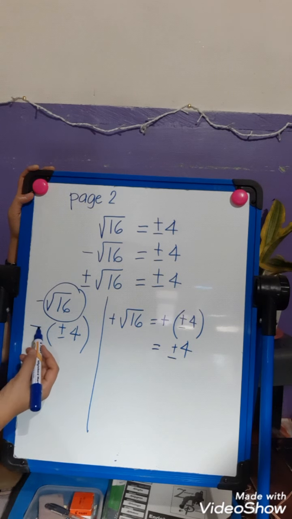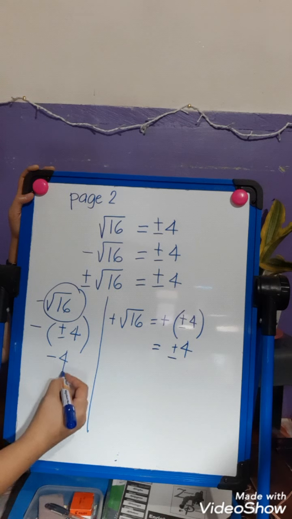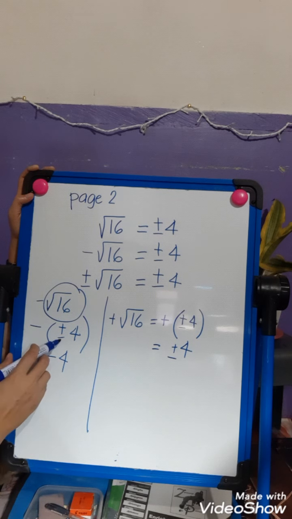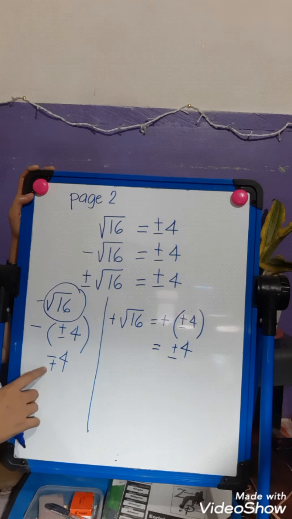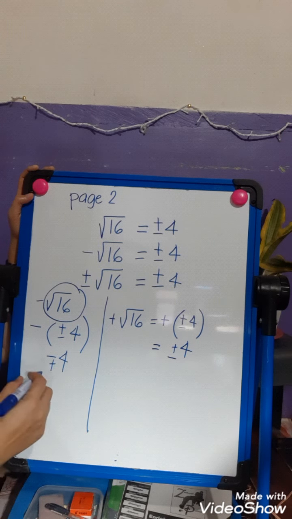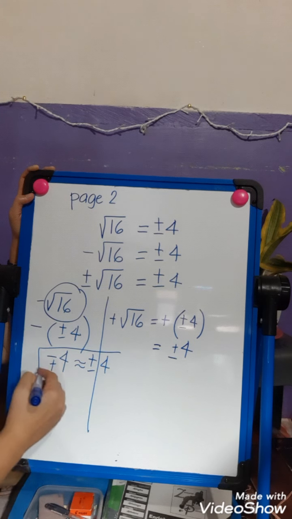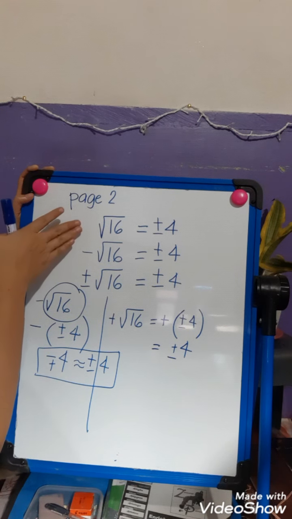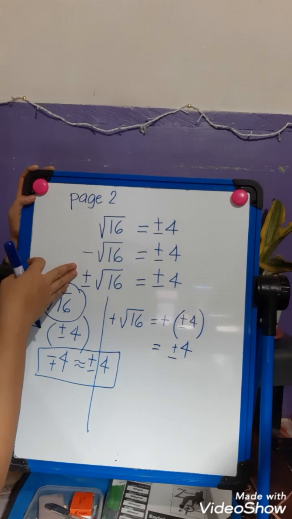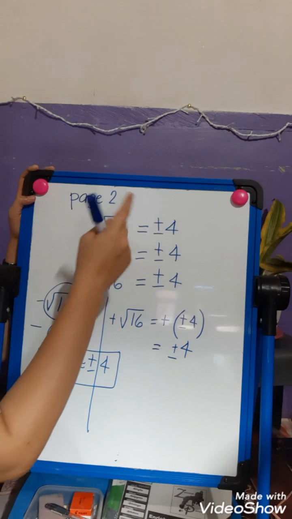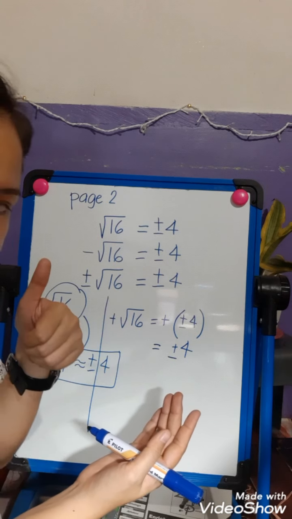So, negative times positive is negative 4. Negative times negative is positive. So, it's like the sign was just flipped, but it becomes the same. It's the same as plus and minus 4. So, just remember that the sign outside will not affect it. The answer will always be the plus and minus square root of that perfect number. Understood?